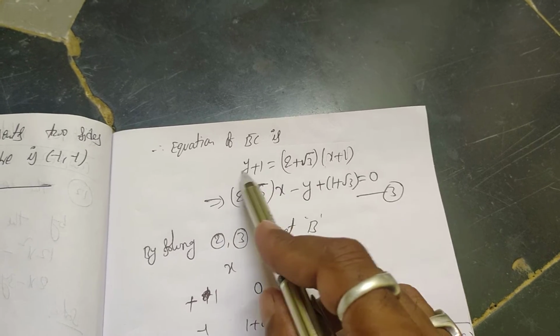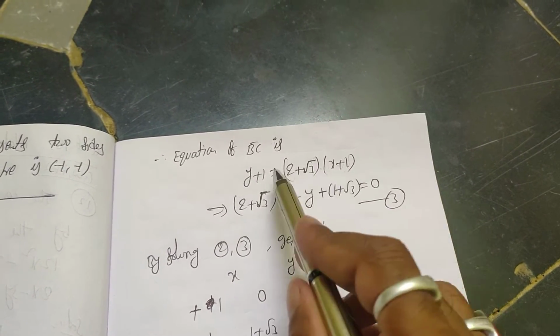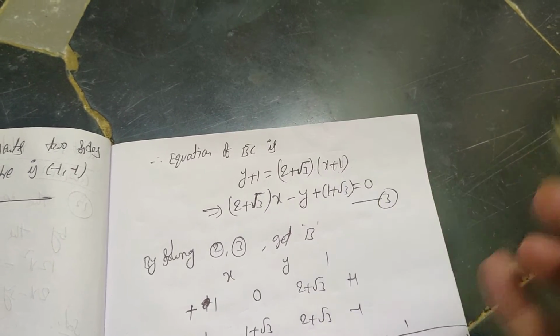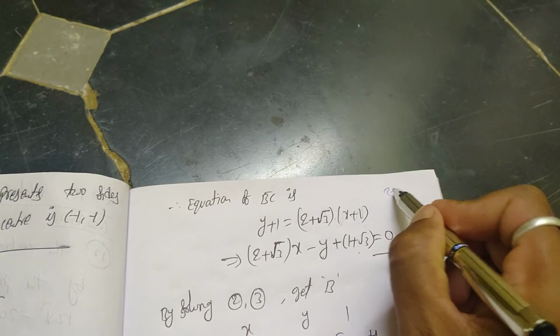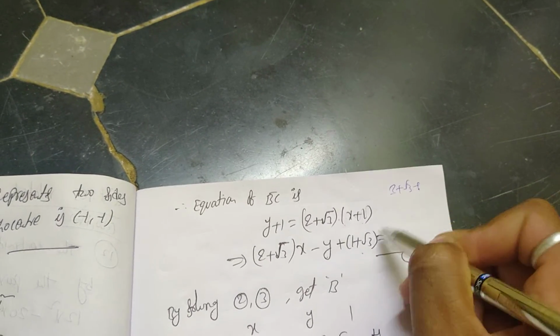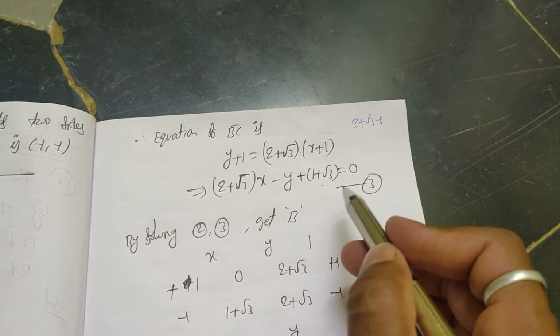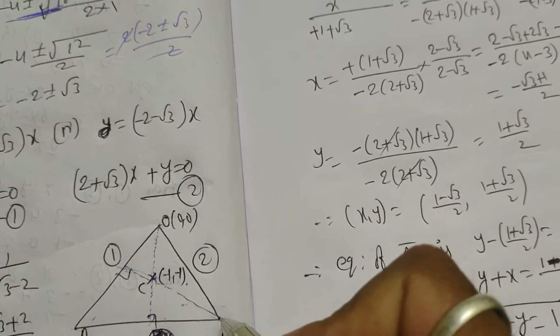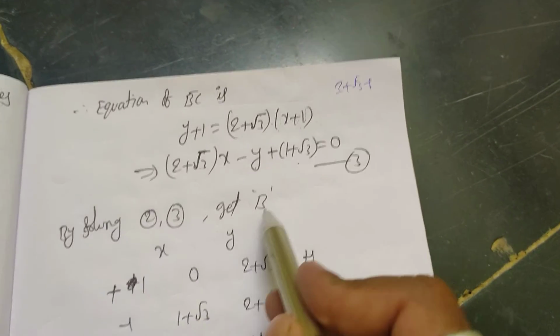If you transpose the y term to this side, so minus y, and 2 plus root 3 into 1, 2 plus root 3, transpose this side, 2 plus root 3 minus 1 is nothing but 1 plus root 3 only. So 2 plus root 3 minus 1, 2 minus 1 is 1, 1 plus root 3 we have. So this is the BC equation. Now solve this BC equation and the second equation, that gives the point B. So by solving these two we get B.